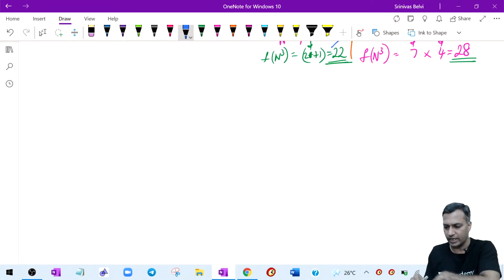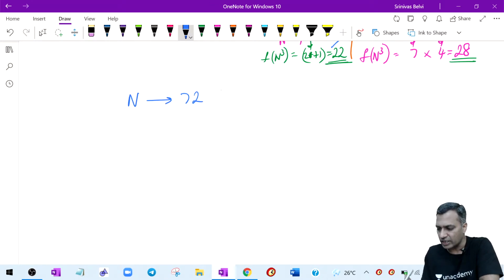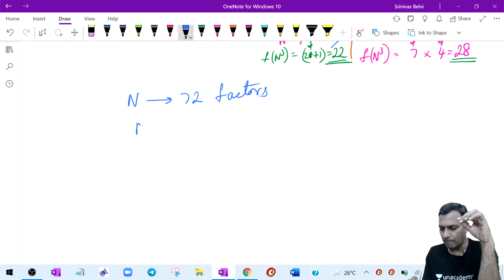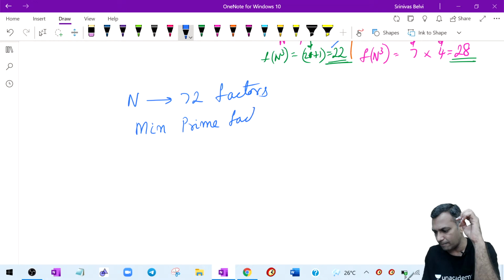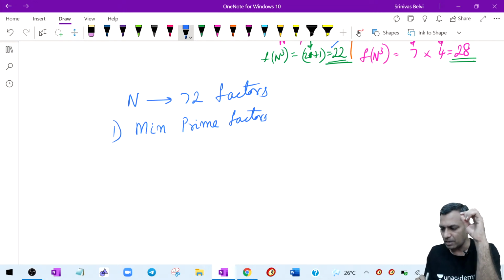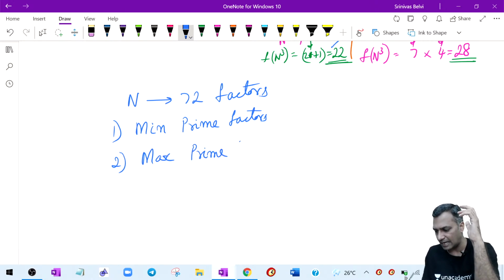So tell me that, okay, I have a number. The number has 72 factors. All of you can solve this. A number has 72 factors. Tell me what is the minimum number of prime factors the number has. Find the minimum number of prime factors the number has. Number two, find the maximum number of prime factors the number has.